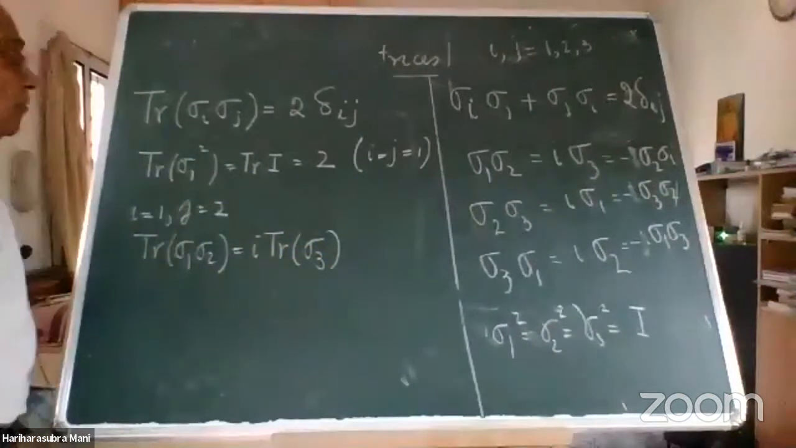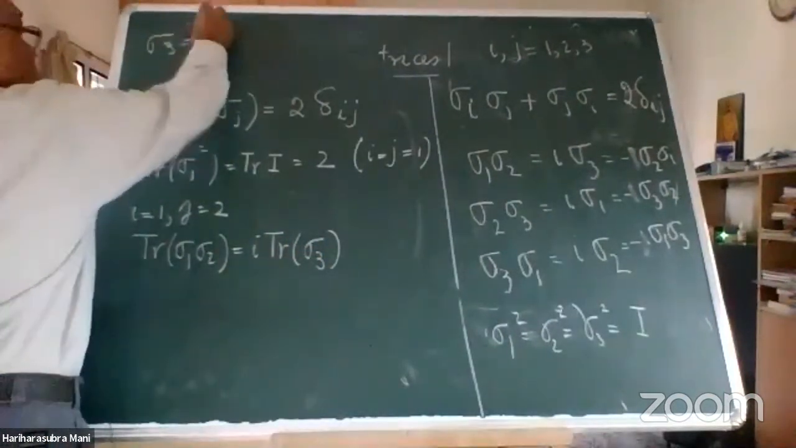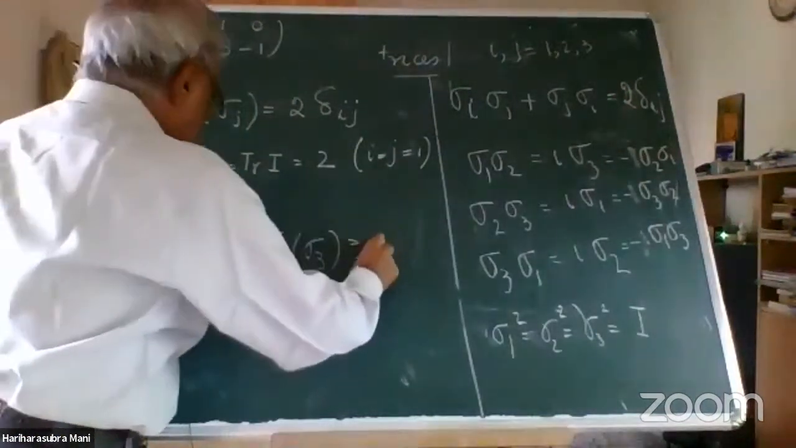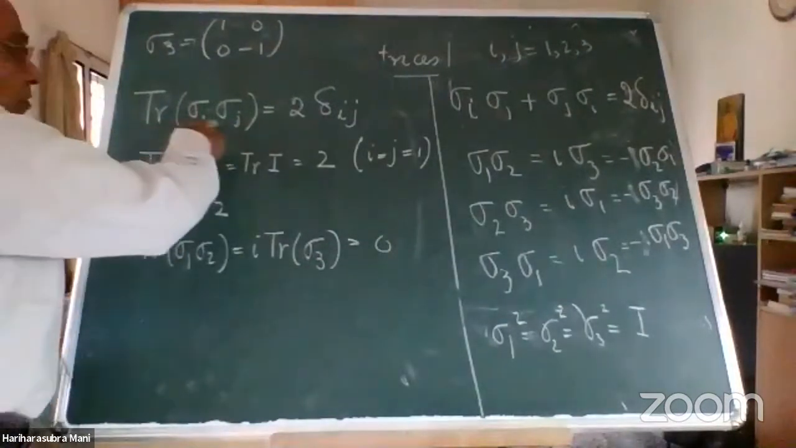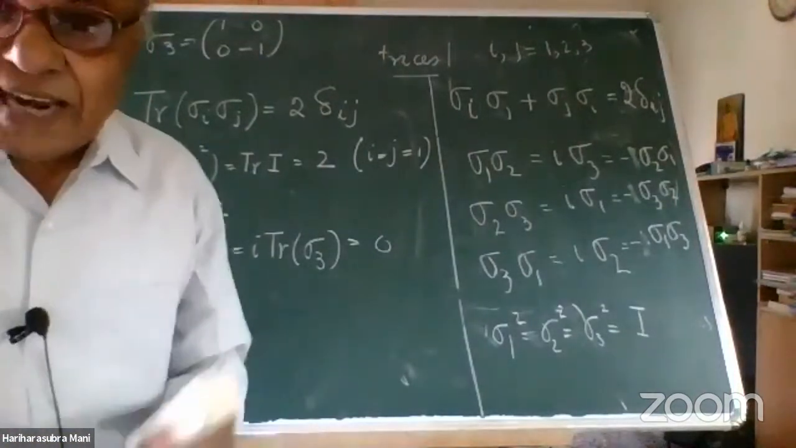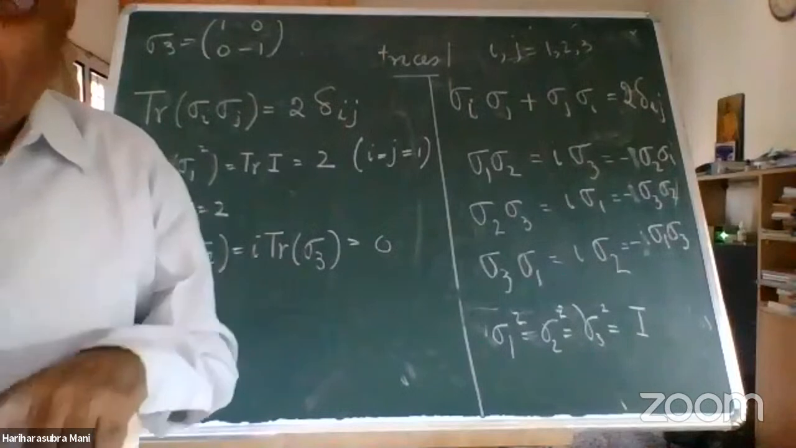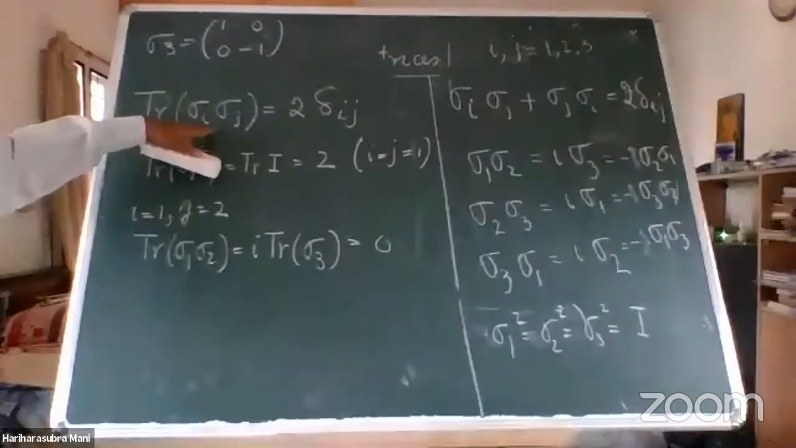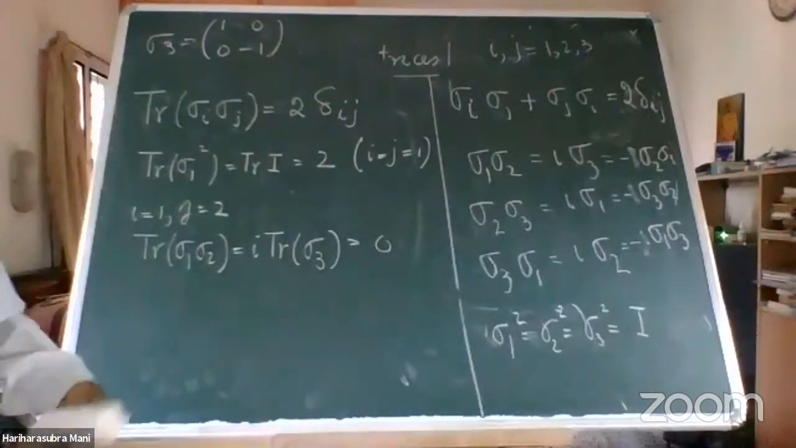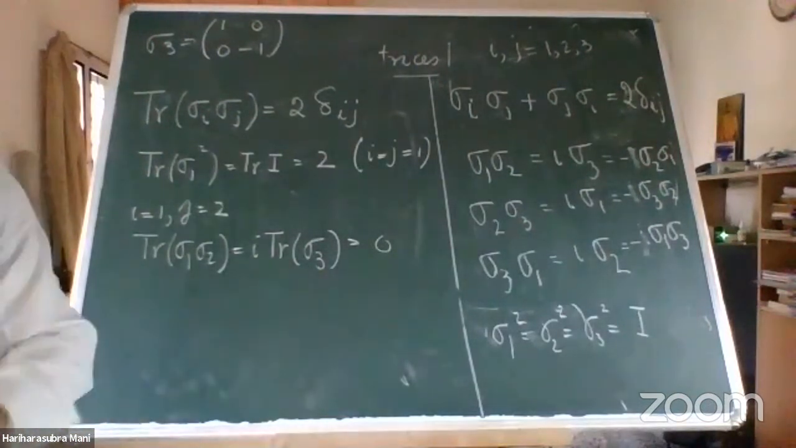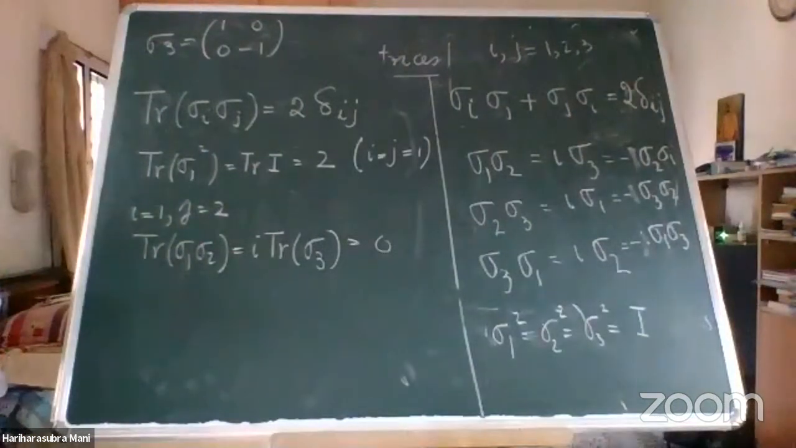But trace of sigma 3 is 0. Why? Sigma 3 is 1 minus 1. Similarly, you can verify that for every one of them, when i is not equal to j, it will be 0. This is like taking a dot product between i dot j, i dot k, k dot j. It can be thought of as a dot product, a generalization of the scalar product that we do when we deal with ordinary vectors, in the matrix space in which we are talking about Hermitian matrices.